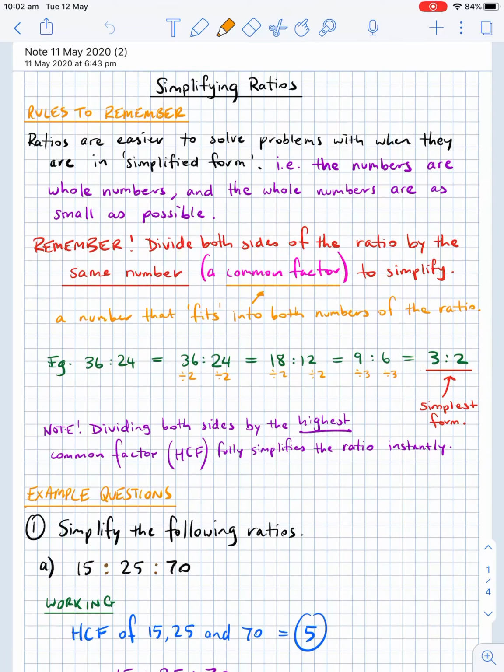Hi guys, for today's lesson we're going to be dealing with simplifying ratios. Last lesson we got introduced to these ratios, now we need to be able to simplify them, make the numbers as small as possible.